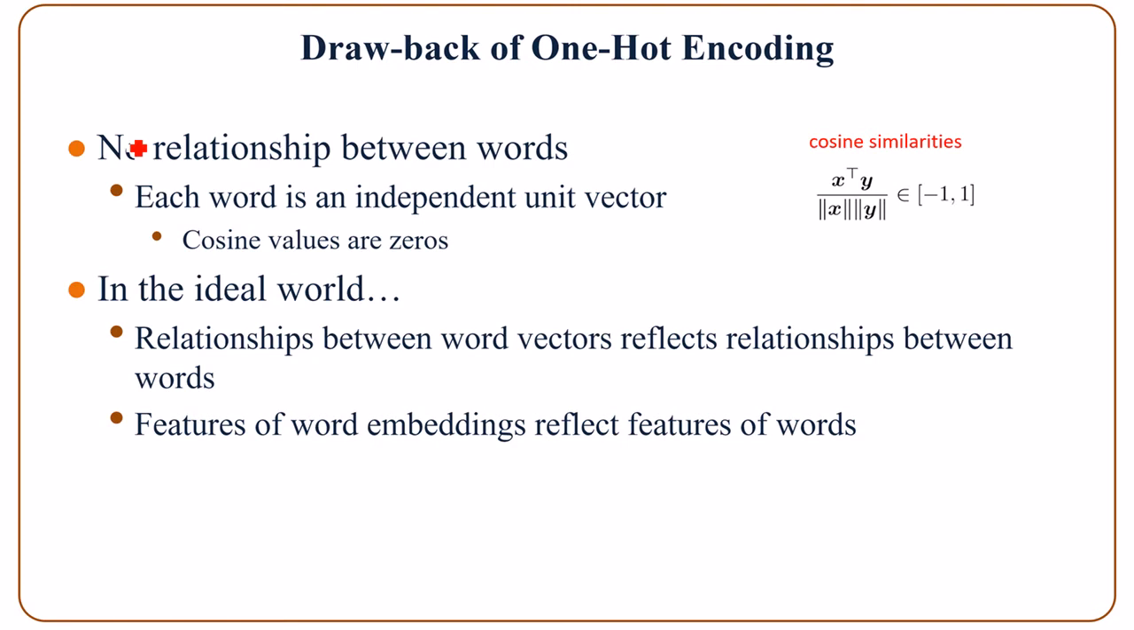The drawback of one-hot encoding is that there is no relationship between words. If we compute the cosine similarity between two words, the cosine value would be 0. However, in the ideal world, relationships between word vectors actually reflect relationships between words, and features of word embeddings reflect features of words. So here we need to find another way.